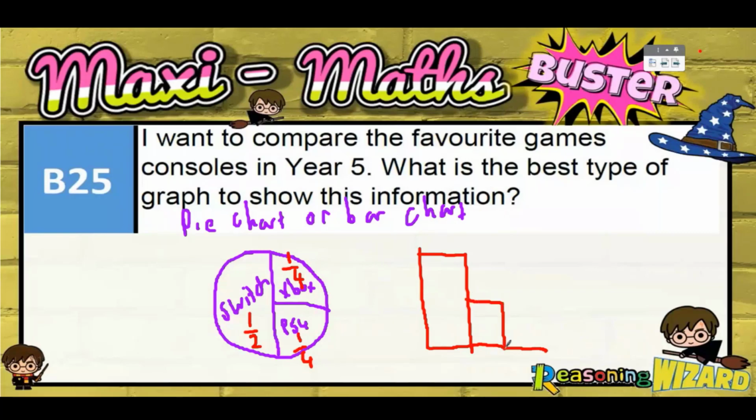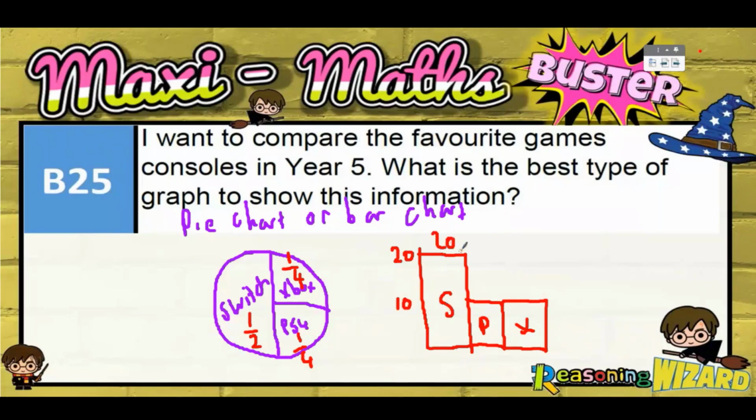So your bar chart could look like that. But then, you'd have your numbers. So let's say this one was Switch, this one was PS4, and this one was Xbox, and you'd have numbers up the side. So let's say that would be 20, that would be 10. But what you wouldn't have is the fractions. It's much harder to see from this bar that a Switch is half of the whole thing.